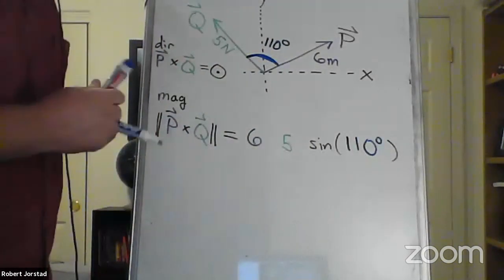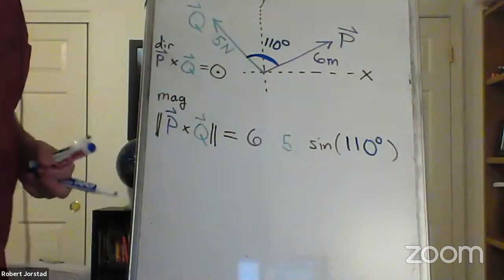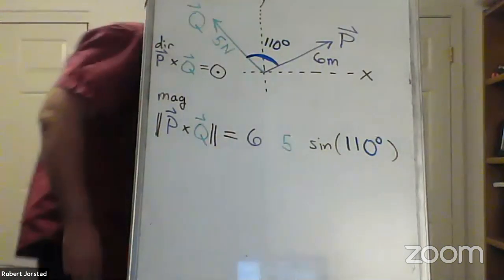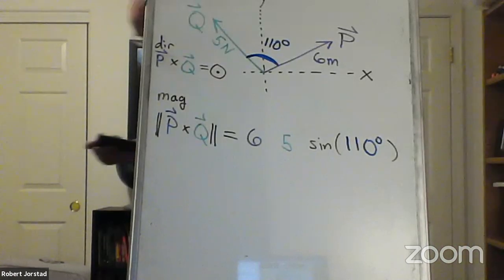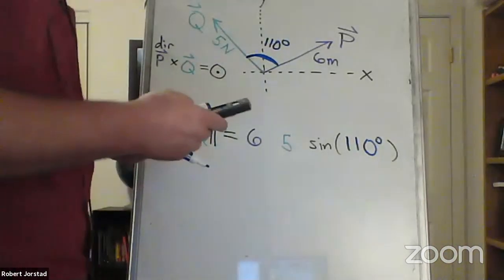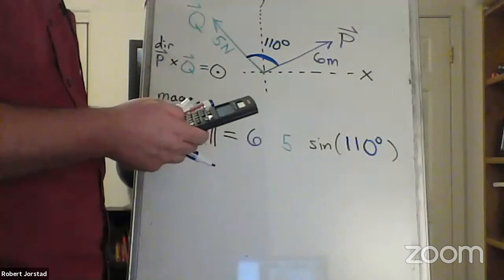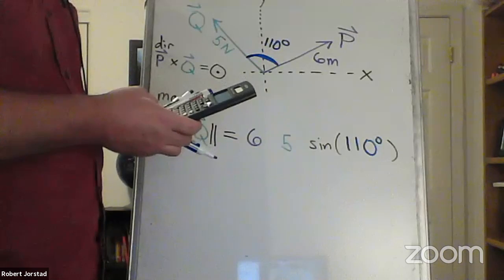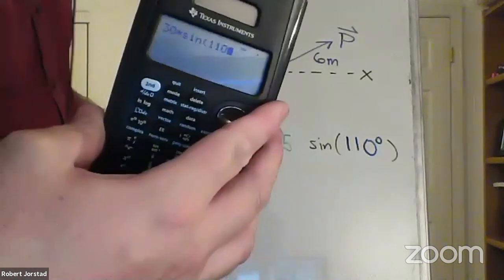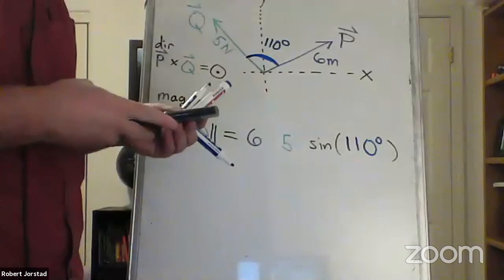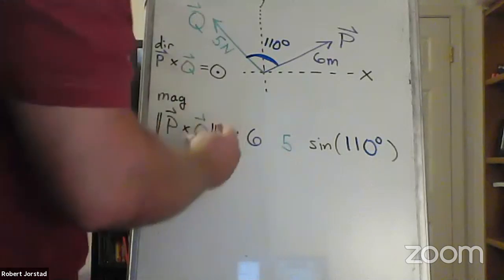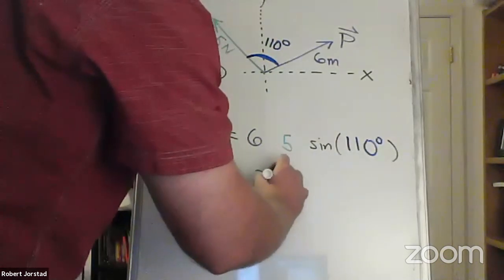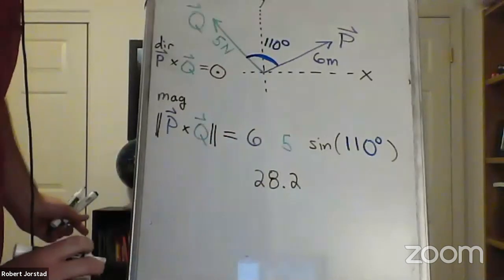So I'm going to grab my trusty calculator somewhere. Where did I put that dang thing? Here it is. Okay. Always check my degrees, radians. Got it. I got 28.19, so let's just say 28.2. Is that right? Yeah, 28.2.